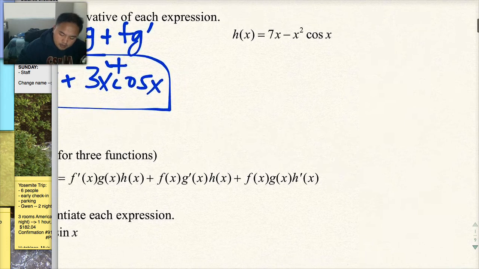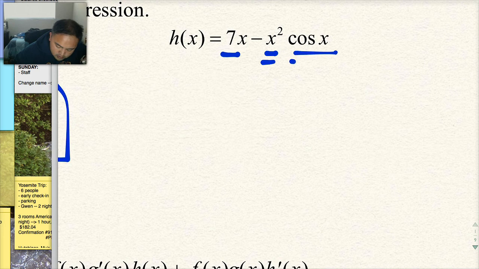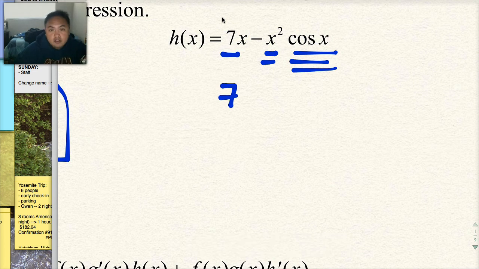Going on to the second example, you may notice there are actually three pieces to this. You'll notice that the 7x, which is out here, is not part of the product rule because there's a minus sign. So the product rule applies to these two things over here. But this thing is its own thing, and you already know the derivative of 7x is 7. Then I have this minus, and I'm going to do the product rule on the second part of this.